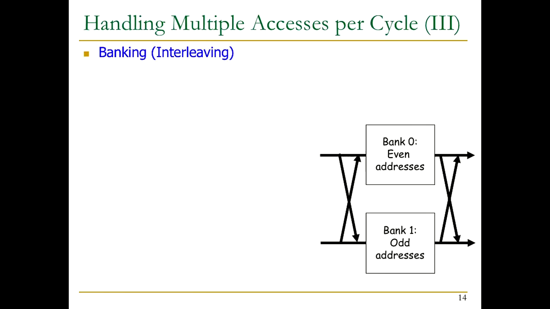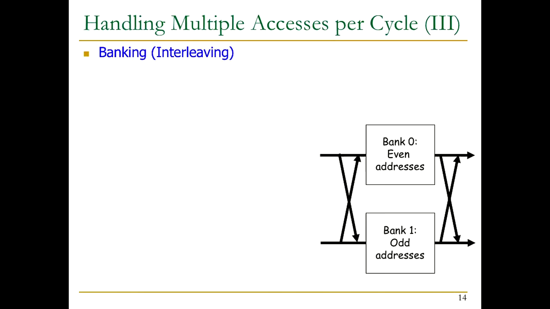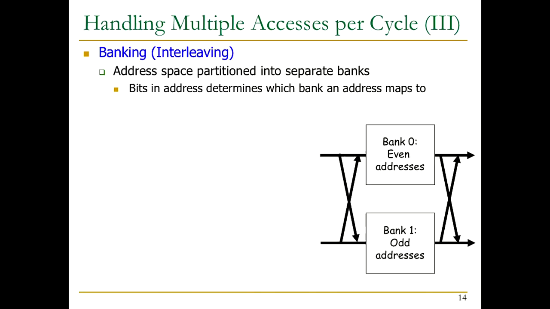Okay. So the final solution that I'm going to discuss that's used in most processors today in some form is banking. And that's essentially this, but it's not a copy anymore. It's really a partition. Basically, you take the address space and you partition it into separate banks. Let's say even addresses go here, odd addresses go here. You don't have this coherence problem between the stores because a store only updates data that's over here, right? And bits in the address determine which bank an address maps to. In this case, you have two ports, so a single bit is necessary.